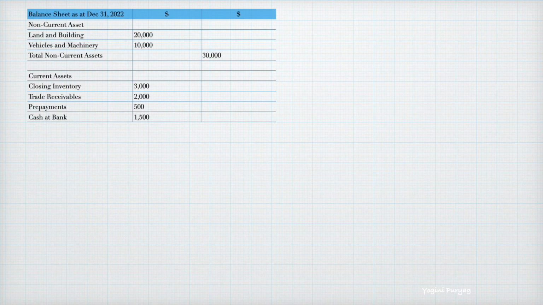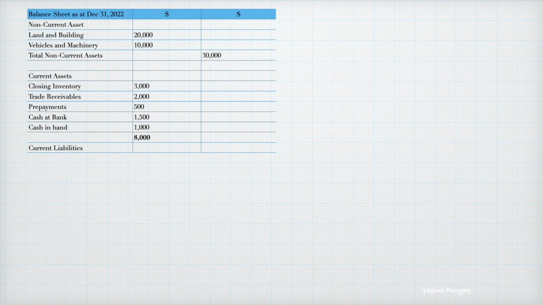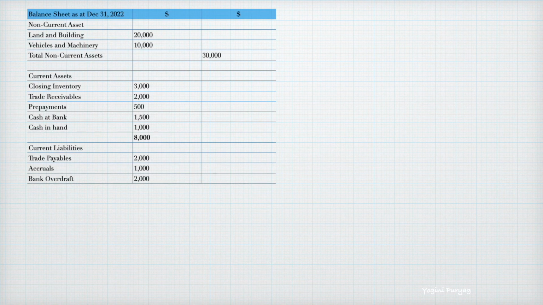The third heading in the balance sheet is current liabilities. Current liabilities are items that do not belong to the business and the business should return back usually within a year. That is what is owed by the business. In this section we have trade payables, accruals, bank overdraft.